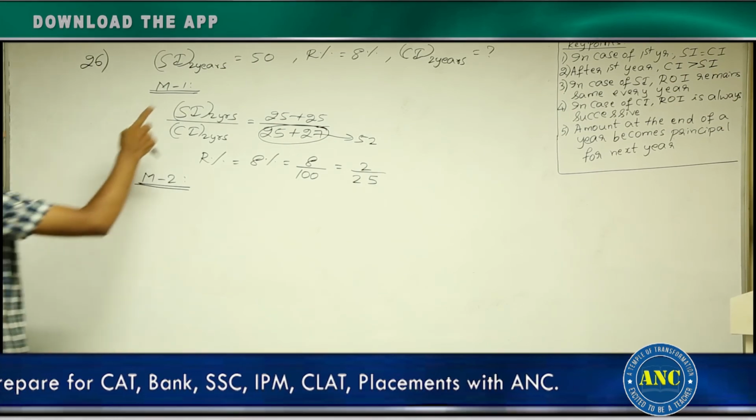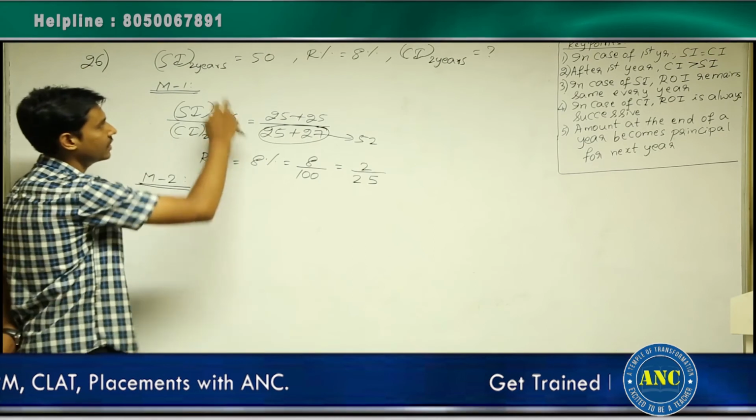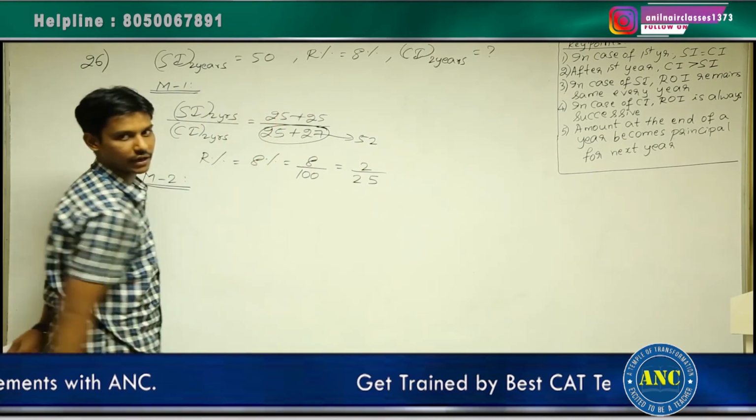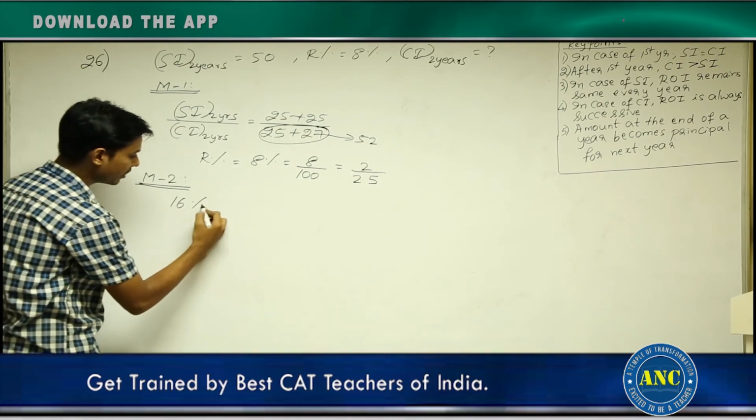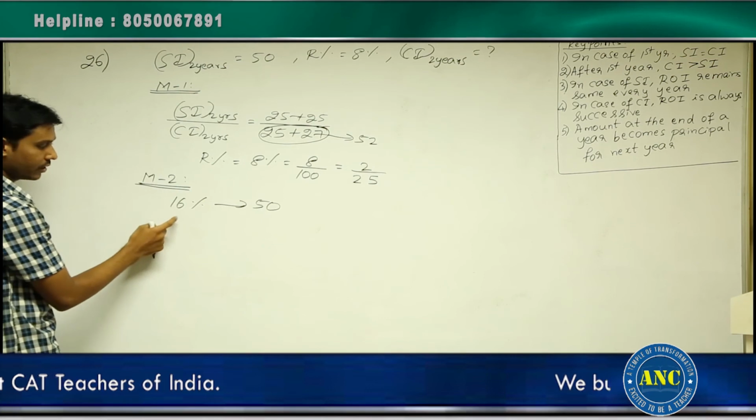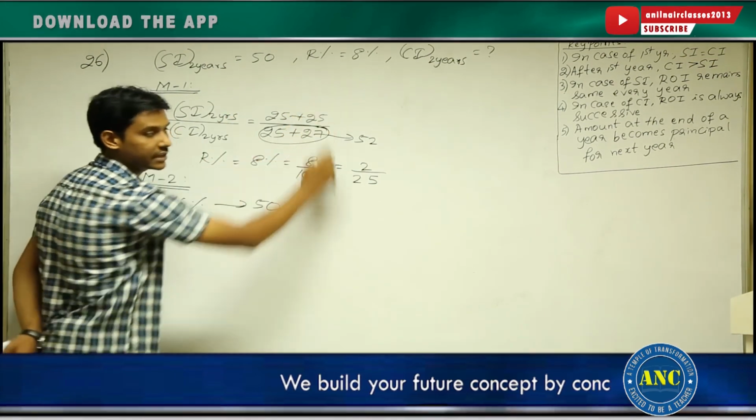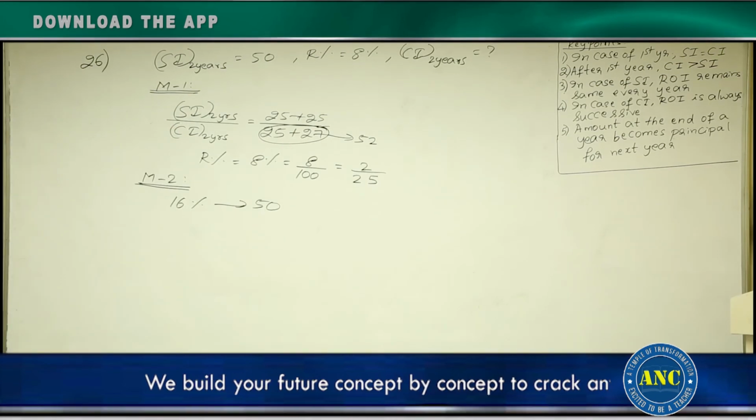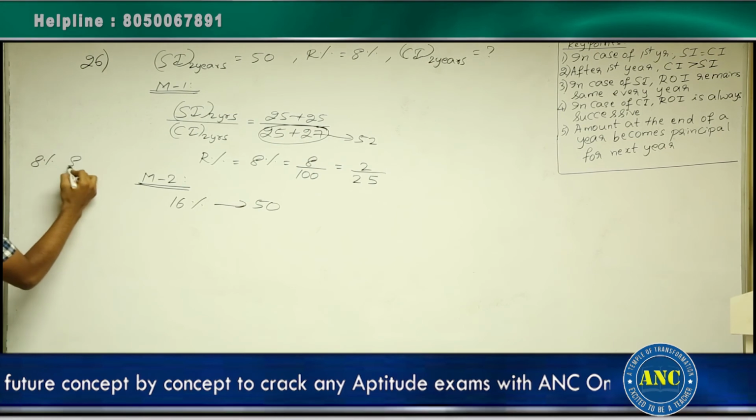Please see here. In case of SI, what is rate of interest? Same every year. First year also 8 rupees. Second year also 8 rupees. Effective rate of interest is 16%. 16% is giving me 50 rupees as interest. This is in case of SI. In case of CI, 8%, 8% 2 times successively. Because in case of CI, rate of interest is always successive. 8% 2 times. How much you will get?